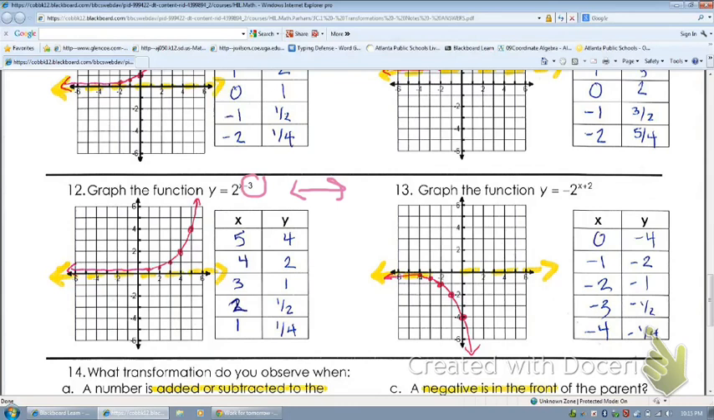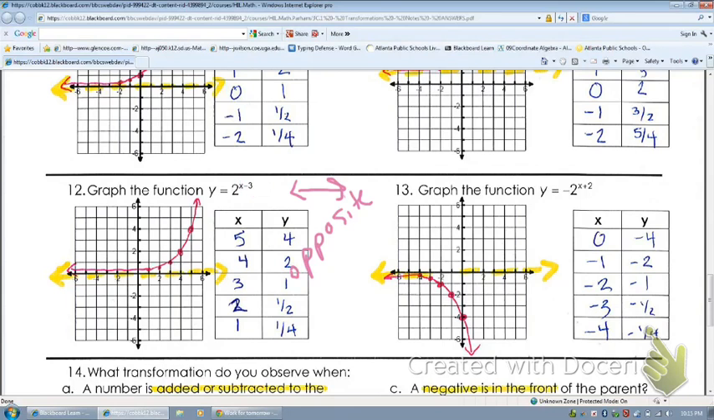So think opposite. Let me put that right here. Opposite. Okay? Think opposite when you see you're adding a number to the exponent. Okay? All right, so in this case right here, you're going to shift to the right 3 units. Okay? Shift to the right 3, because you see that -3 up there.